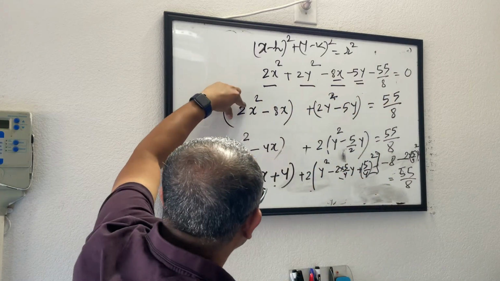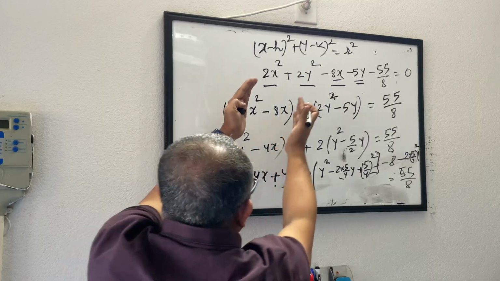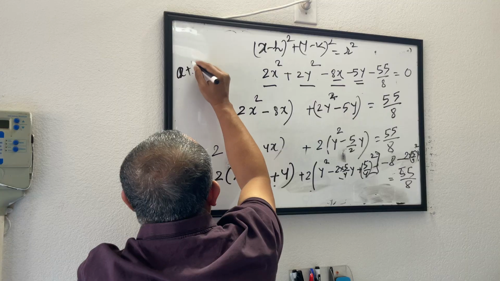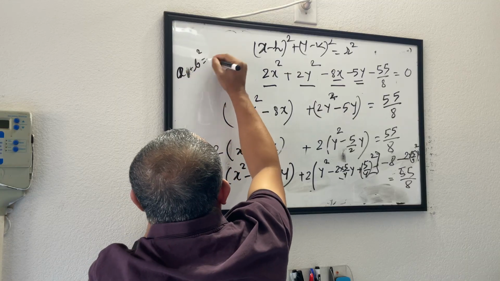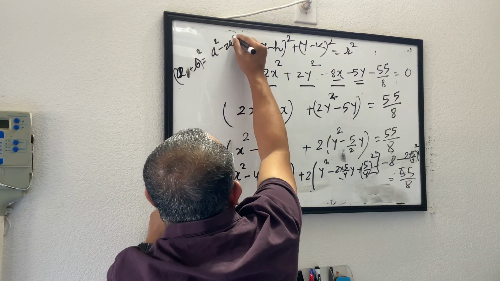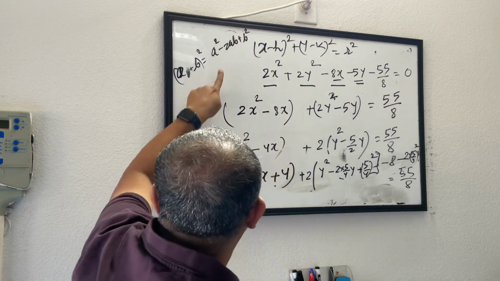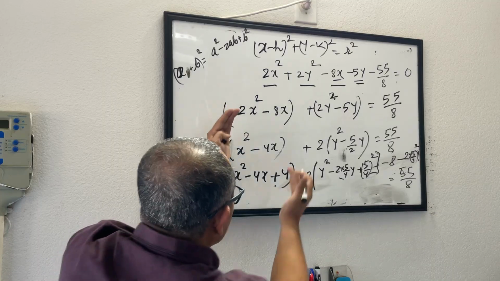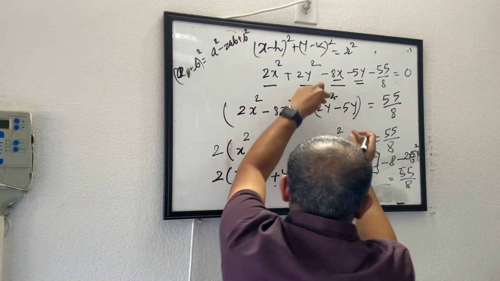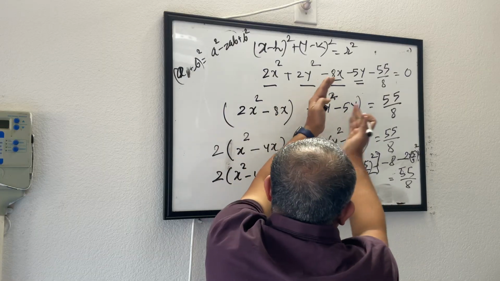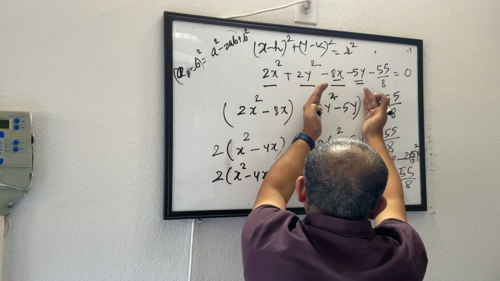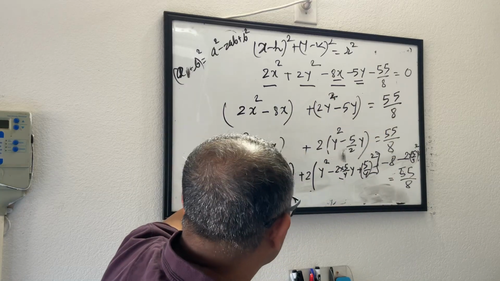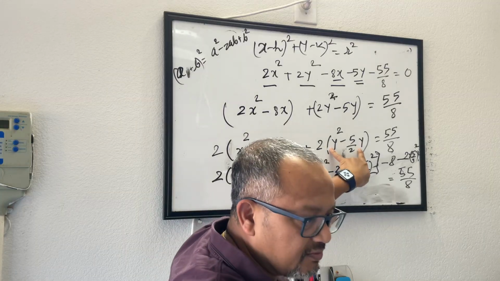So here you can take 2 out so that it becomes x square minus 4x, right? We know a plus b whole square or a minus b whole square is a square minus 2ab plus b square. So we don't need to have any coefficient to x square, so that's why we are taking 2 out here. So this becomes x square minus 4x. Similarly here also for y square, we don't need any coefficient, so that's why we are taking 2 out here. So this becomes y square minus 5 by 2y. And then we are looking at what is missing here to convert this into a perfect square form.